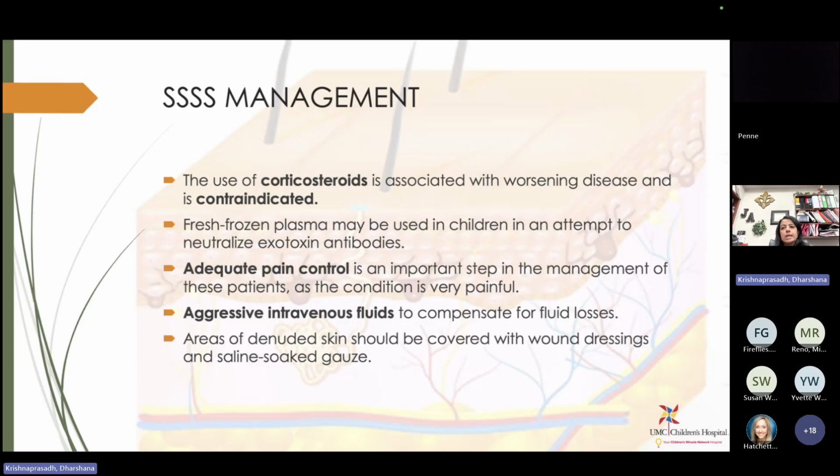Again, if you are losing skin, that is a way of insensible water loss for these kiddos, so they do need IV fluid and wound dressings, and talking to either the burn or wound care team is appropriate in this population.